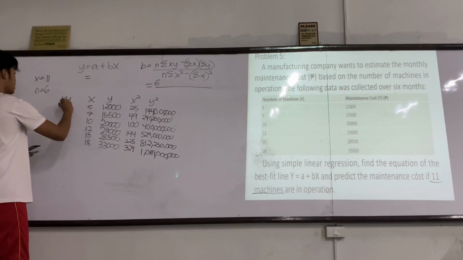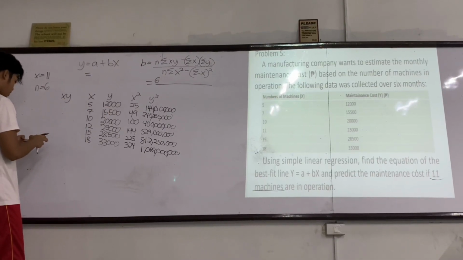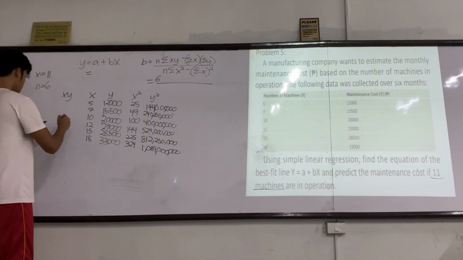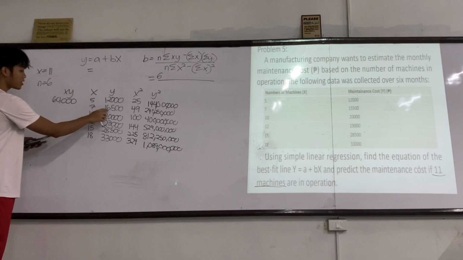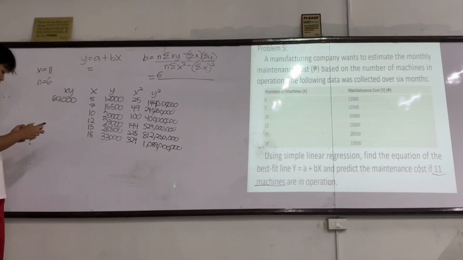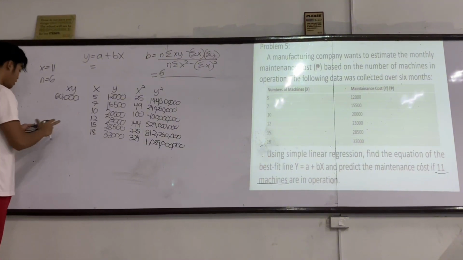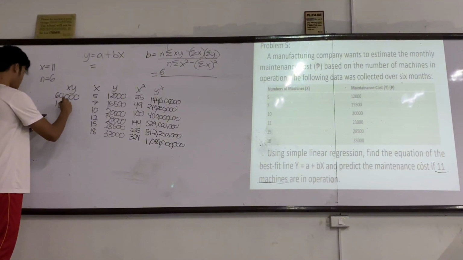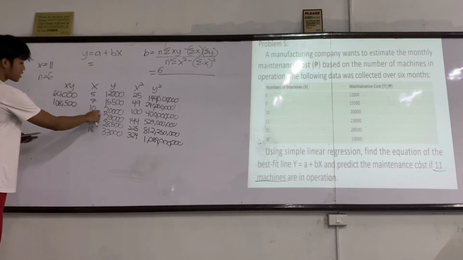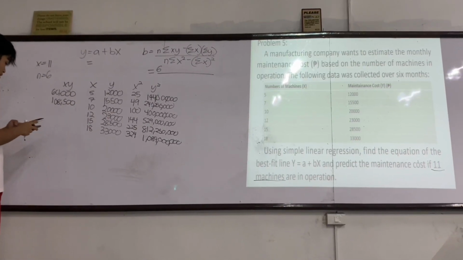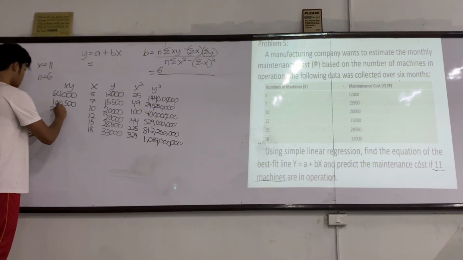So x, y. So 5 times 12,000 is 60,000. And 7 times 15,500, we have the value of 108,500. And 10 times 20,000, we have 200,000.